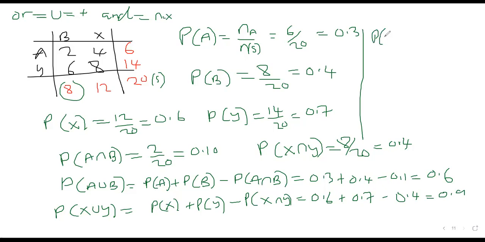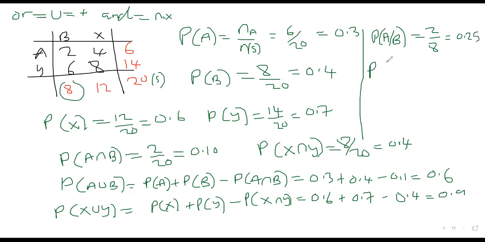A given B. I'll give you a shortcut. You go where they meet, A and B. They meet at 2, but the total for B is what? 8. So 2 over 8 gets 1 over 4, 0.25.